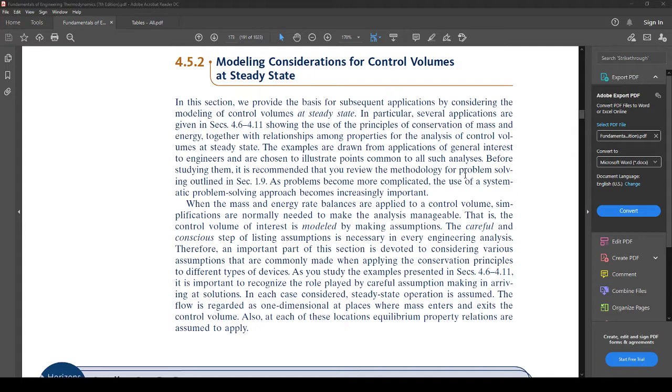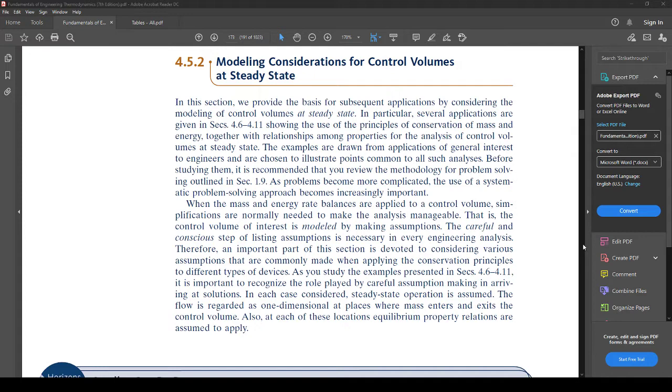So it says, showing the use of principles of conservation of mass and energy together with relationships among properties for the analysis of control volumes at steady state. The examples are drawn from applications of general interest to engineers and are chosen to illustrate the points common to all such analysis.